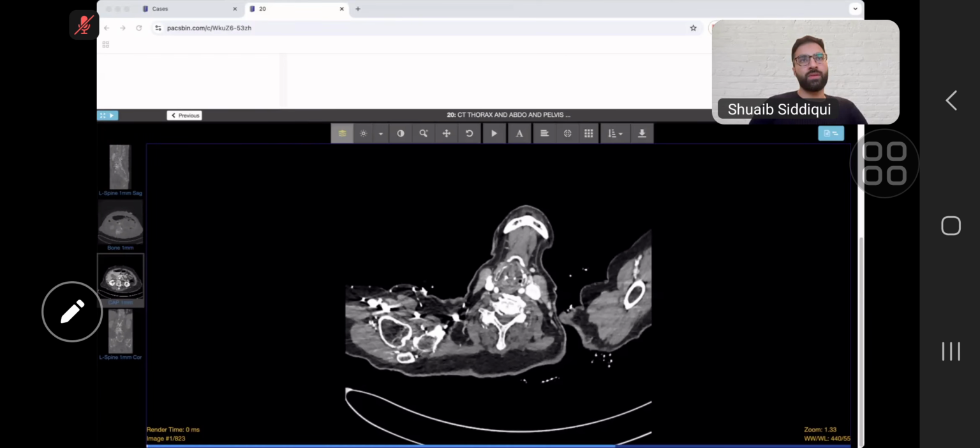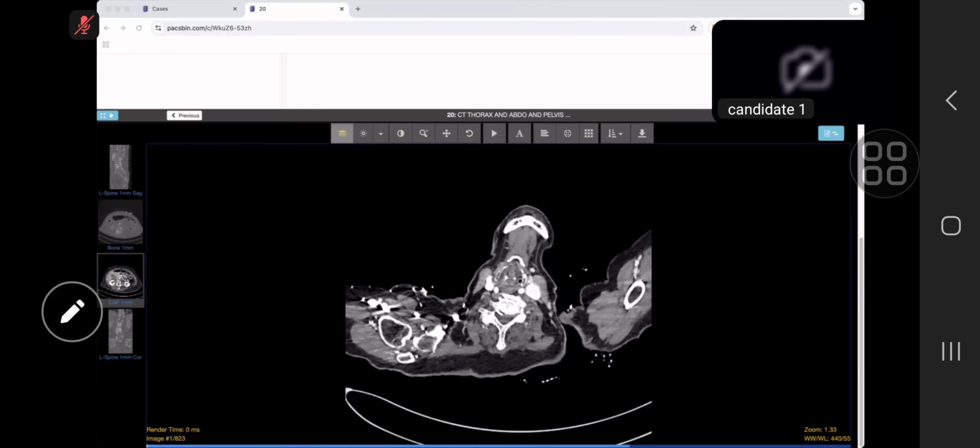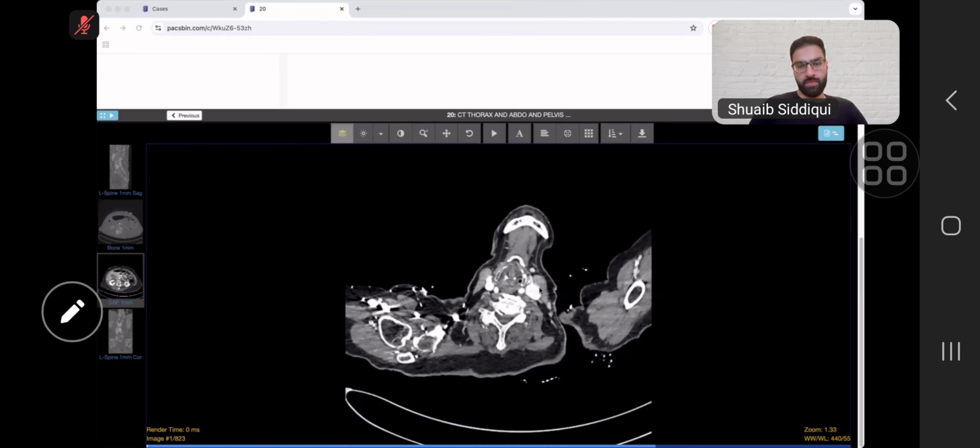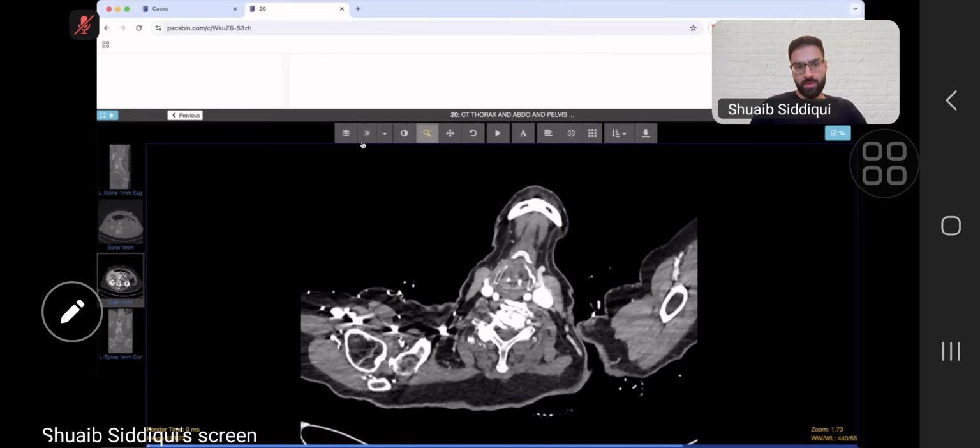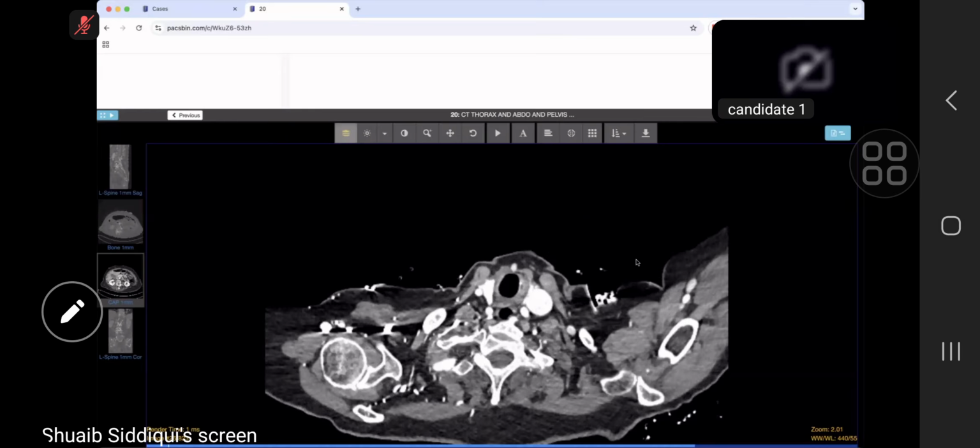Okay. The image is very small. Can it be a bit bigger? Sorry. Yeah. So let me see if I can zoom in for you. Yeah, okay, that's better.